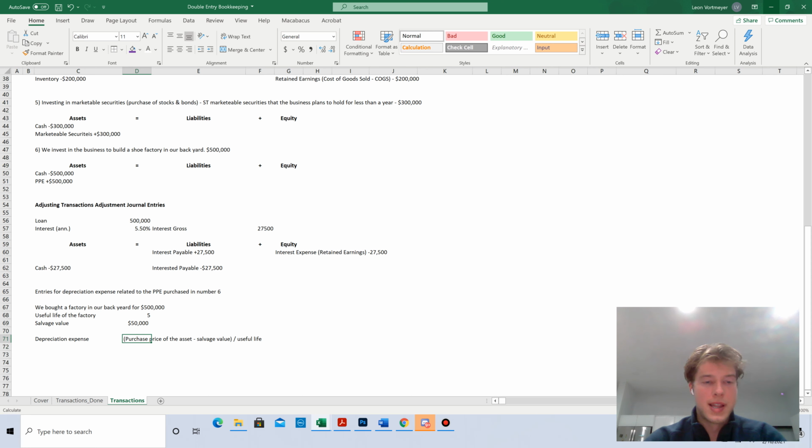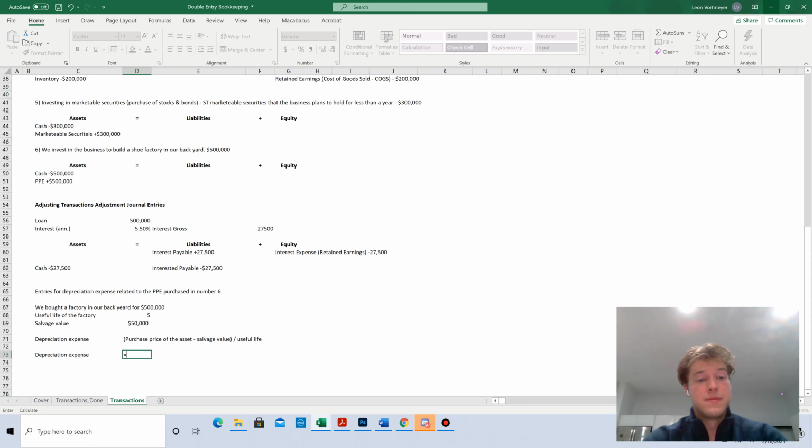This is specifically the straight line depreciation method. We're not going to get into the different types of depreciation calculation methods, but straight line is the most simple, and that's what we'll use here. So if we're going to now calculate the depreciation expense value, remember we bought the factory for $500,000, the purchase price of the asset. The salvage value is $50,000. The useful life is 5 years, $90,000. So we have a $90,000 annual depreciation expense.